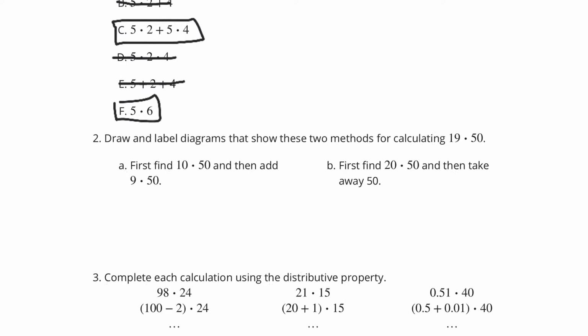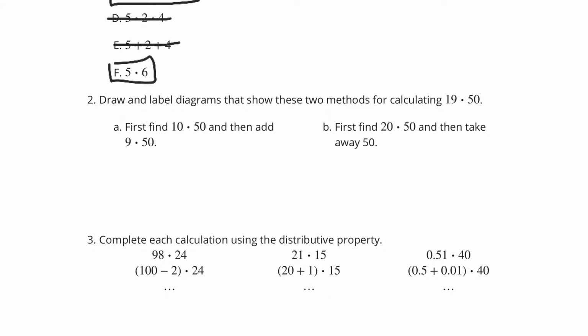Draw and label diagrams that show these two methods for calculating 19 times 50. First, find 10 times 50 and then add 9 times 50. Well, if I draw a rectangle, and this has, say, 50 here, and then we can have it split into 10 and 9. That would enable us to do 50 times 10 and then 50 times 9.